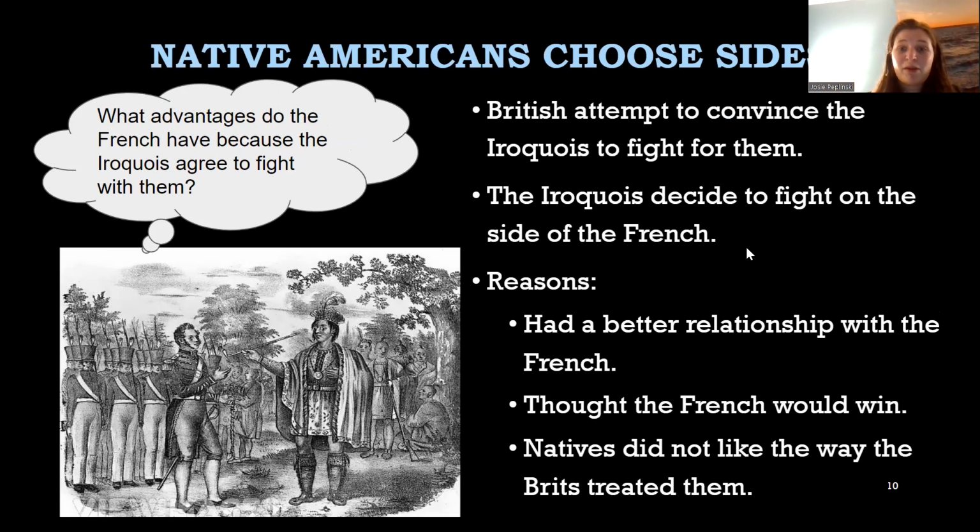And the Native American people were starting to not like the way that British people were treating them, as there were more and more broken promises and treaties. So it's going to be a big advantage on the French side that the Iroquois people are willing to help them in this fight, because they have vast knowledge of the land. They have a large enough population to contribute to the fighting force of this war.